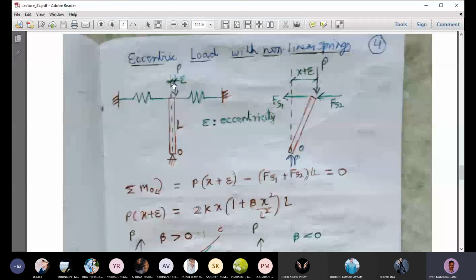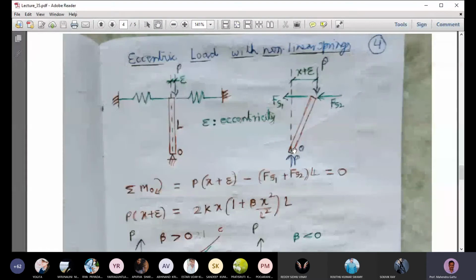What I'm doing is doing the same problem again. So this is the equilibrium position, and we have the spring forces Fs1, Fs2. Then the P value is there. P is acting downward, the balancing force. There is a reaction R here, which is not shown, and the lever arm is x plus epsilon for P, and the lever arm is L for Fs1 and Fs2.